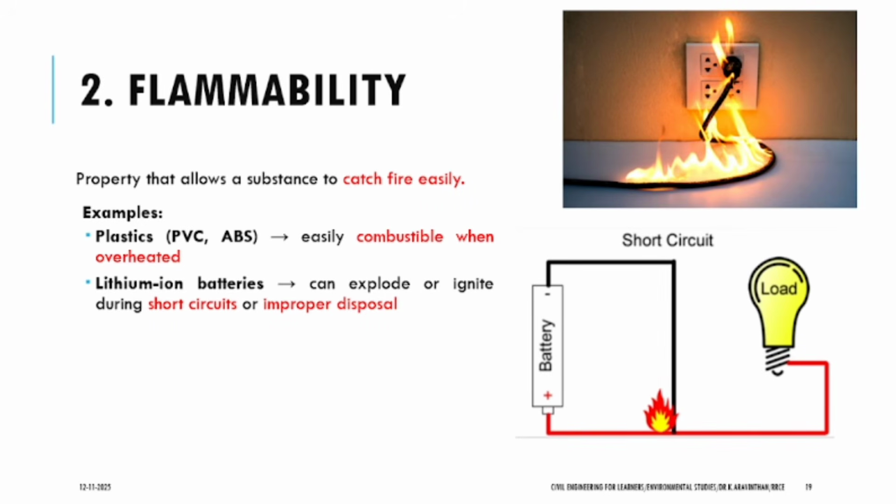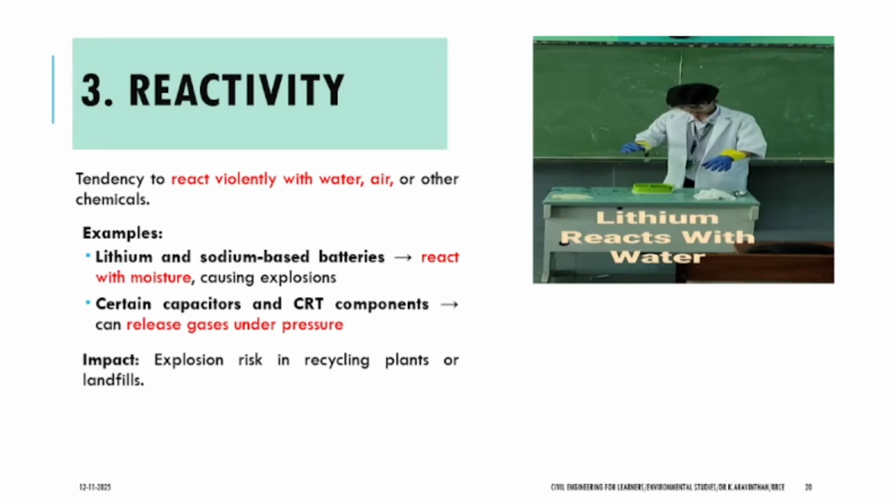How does it happen? A battery comes into contact with water. Then a short circuit will happen. Two terminals will be there, a positive terminal and a negative terminal. In between these two, if any connection is directly made, then a short circuit will occur. Even if water comes into contact, a short circuit will occur. Like this, it is flammable. Fire hazards in storage and recycling operations. The second thing is reactivity.